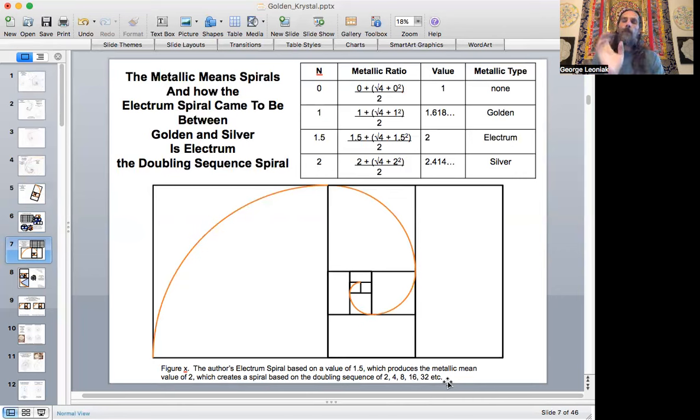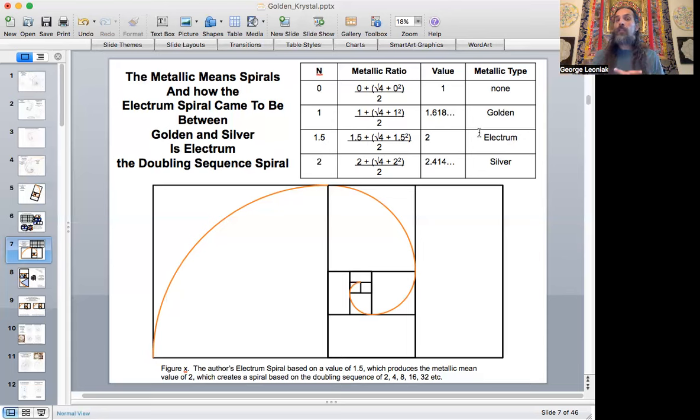Now, many math folks out there who are really into the metallic means are going to be like, whoa, wait a second. You introduced a non-whole number, 1.5. So, okay, that's fine, but I'm experimenting with some other values here to see what I can do with this formula. And when I was playing around with it, I was like, oh, well, if I do this 1.5 squared plus square root of 4 plus 1.5 divided by 2, that gives me the value of 2. And 1 and 2, well, 1.5 is right between 1 and 2.